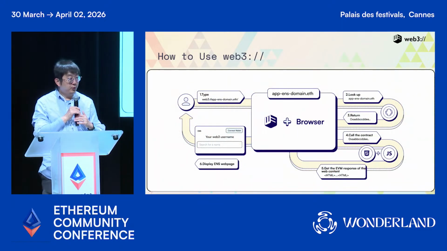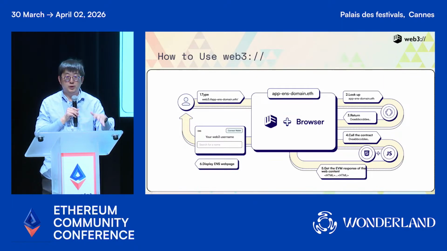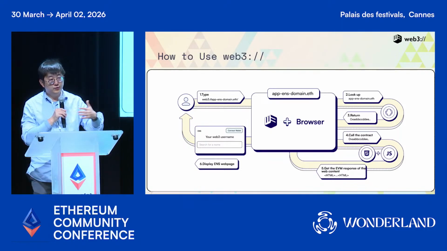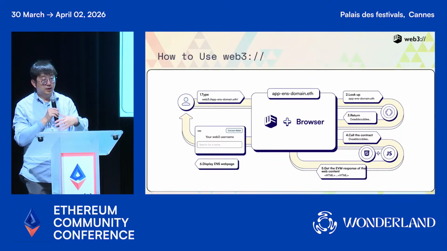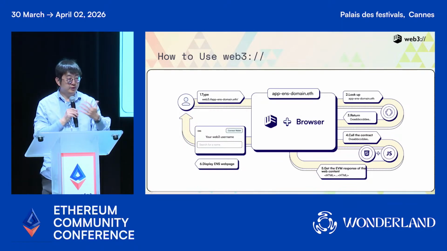And to use Web3 URL, here is from the user's perspective how the Web3 URL will interact. A user will type the Web3 URL link in a browser that supports Web3 URL, and then the browser will pass the corresponding information through Ethereum JSON RPC and tell what the corresponding address is, what the call data is, and how to call the contract and return the content.